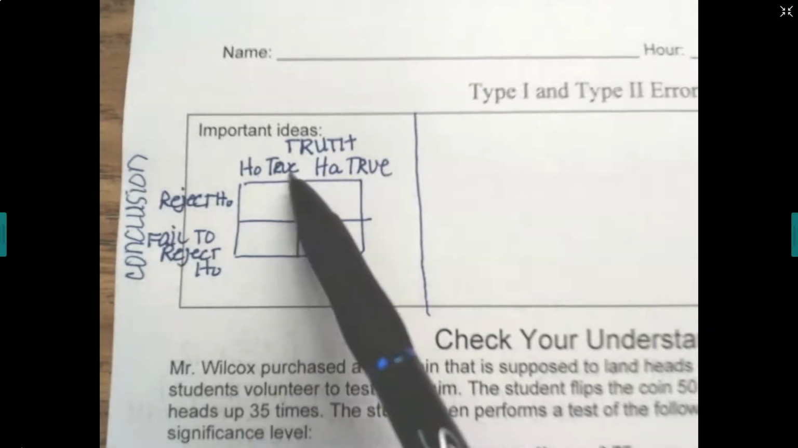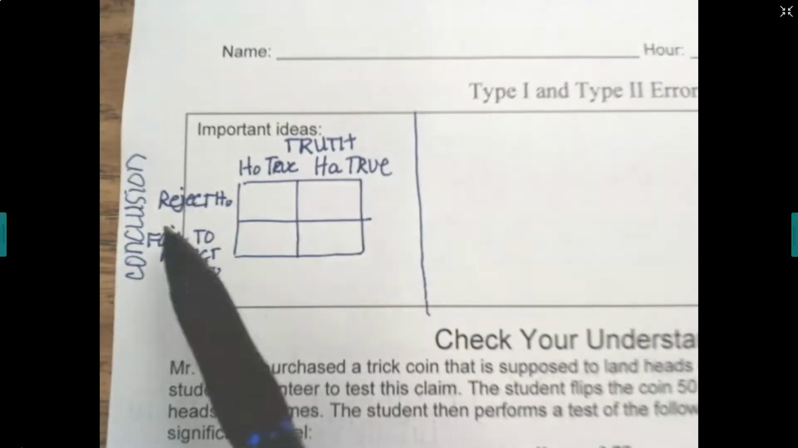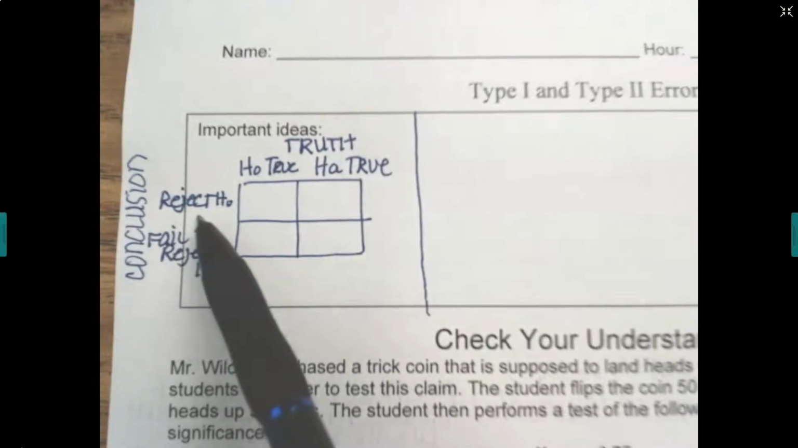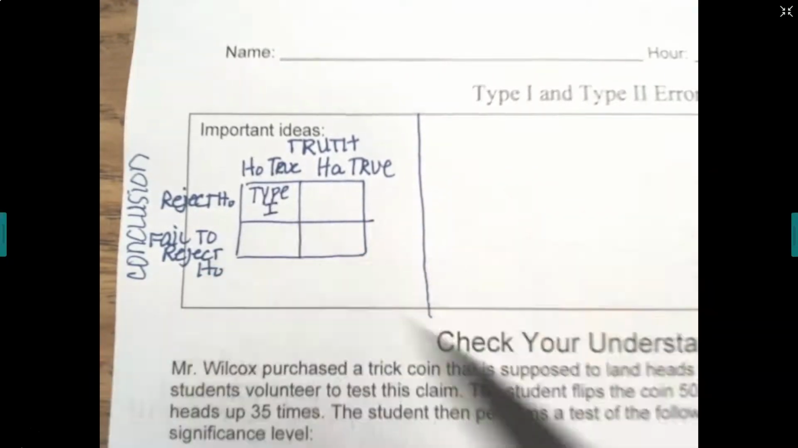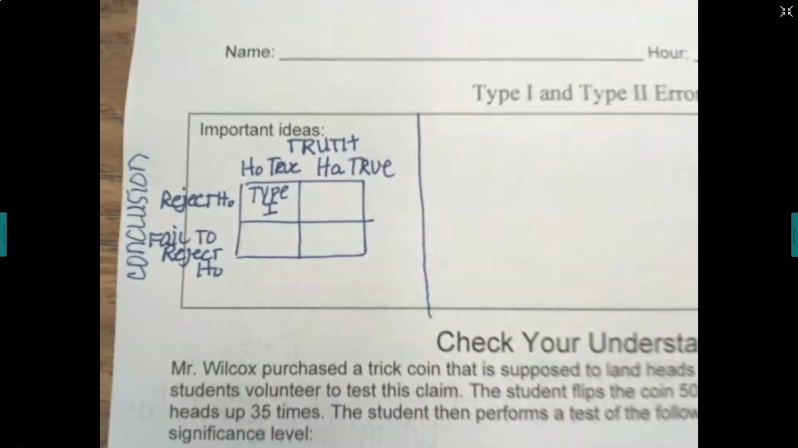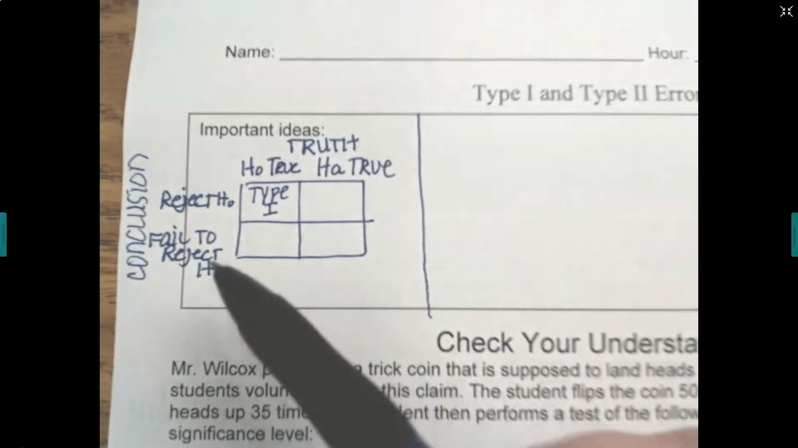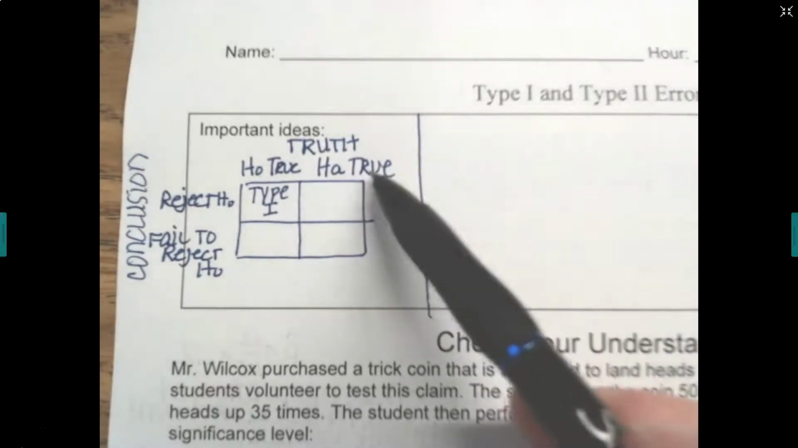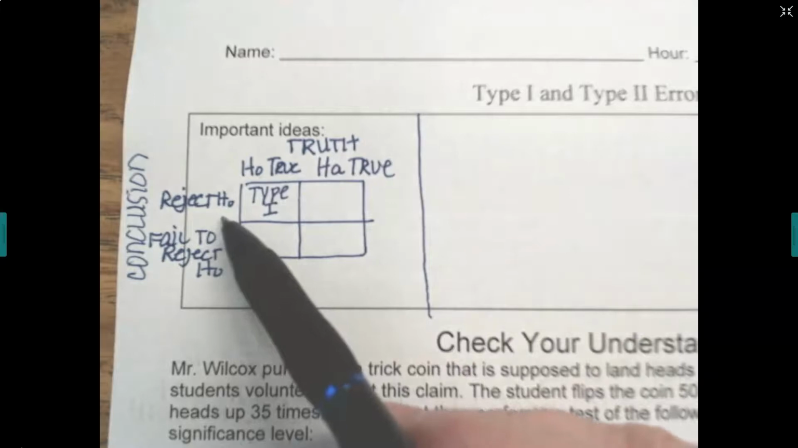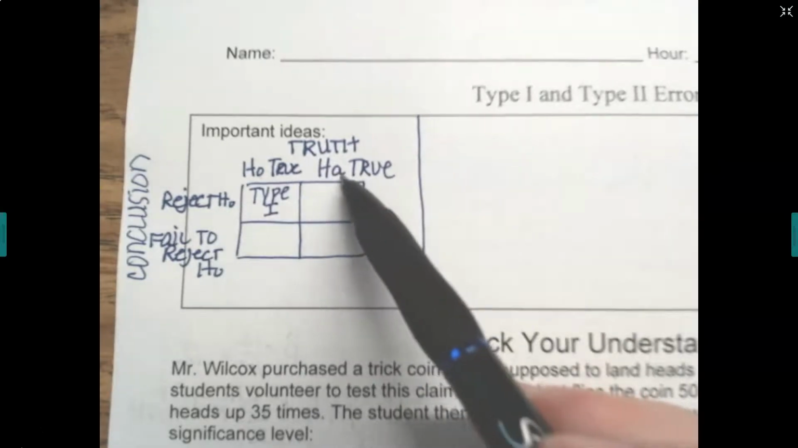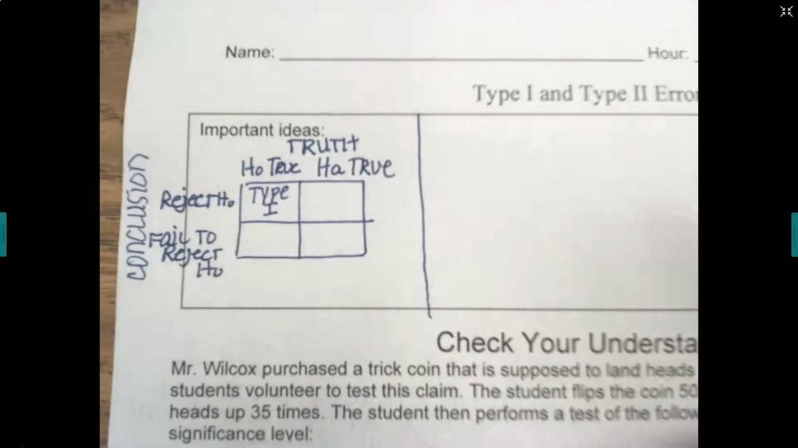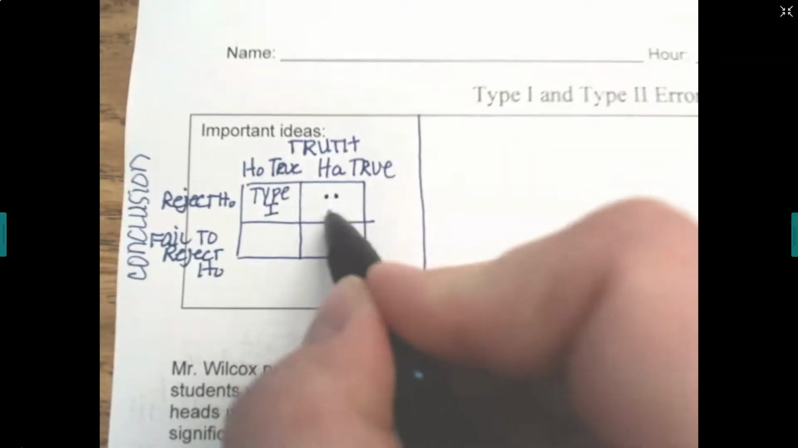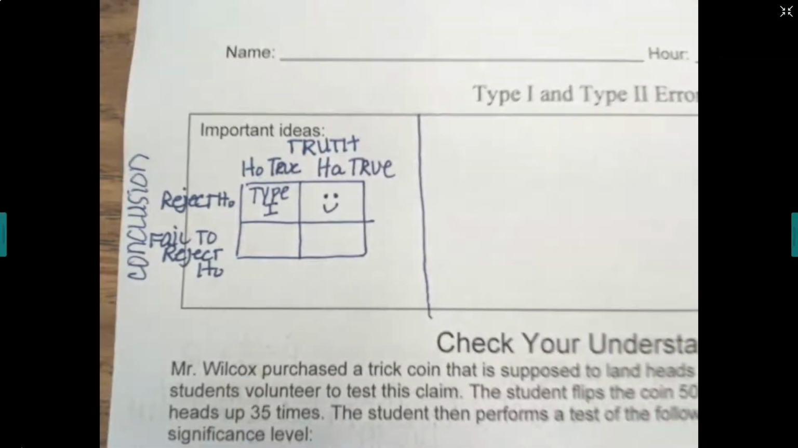So if the null is true, but we reject it, null is true but we say it's not, this is a type 1 error. We should have kept the null, but we didn't, we got rid of it. If our alternative is true and we rejected the null, that's exactly what should happen. If we find evidence for our alternative, we need to reject the null. So I'm going to put a smiley face here because that's what I want you to do. That's what we want to have happen.